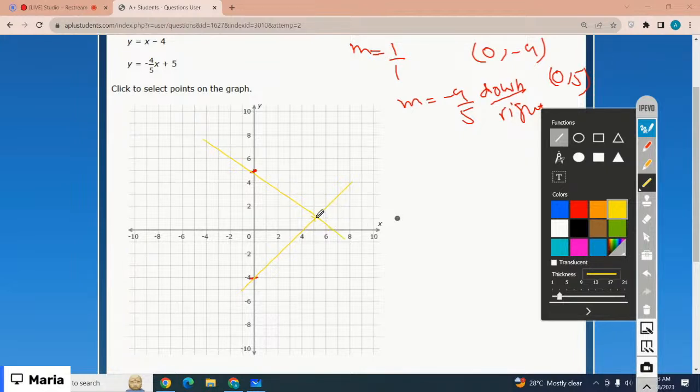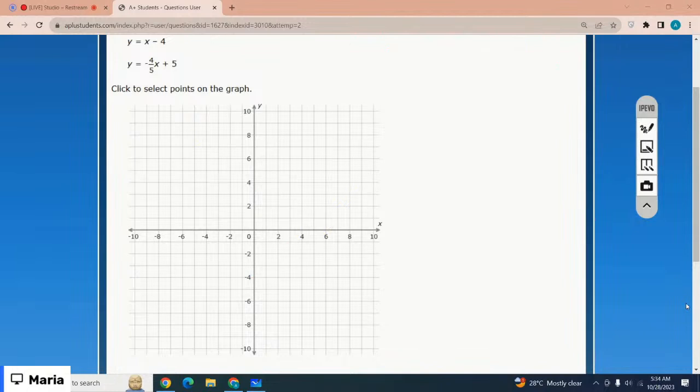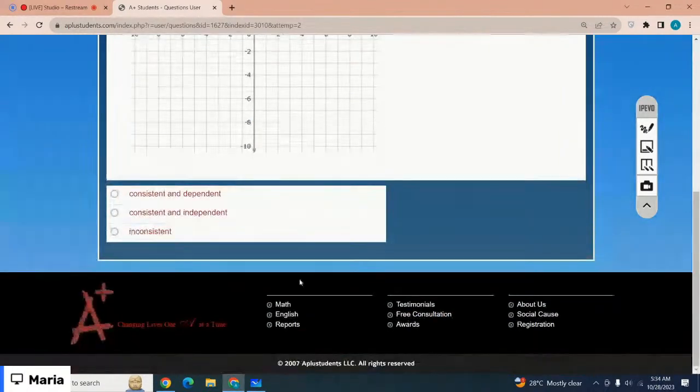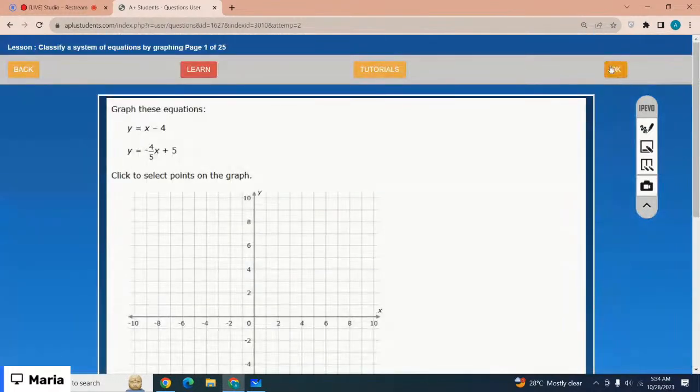You can see this is the point of intersection, so this is the solution. You have two lines that intersect at one point. That means the system has one solution, and it is consistent and independent, because it has only one solution. Got it?